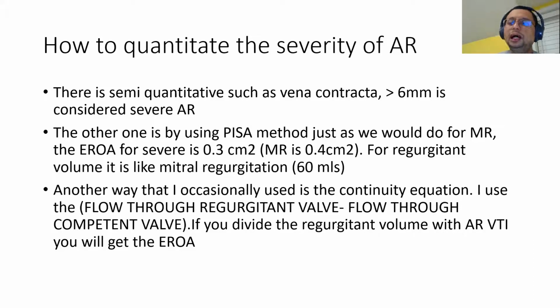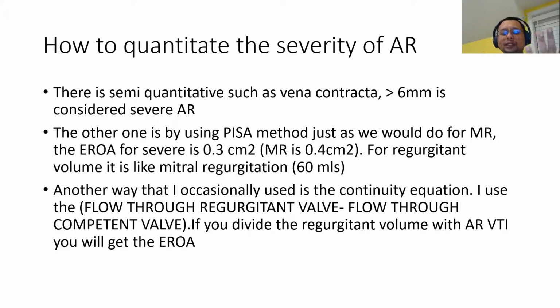Stroke volume across a regurgitant valve minus stroke volume across a competent valve is the regurgitant volume of that valve. So for example, if our stroke volume across the aortic valve is 160 mL and our stroke volume across the pulmonary valve is 100 mL, the difference between the two, 160 minus 100 mL, is the regurgitant volume of that aortic regurgitation. That's another way that I usually do it in echocardiography.